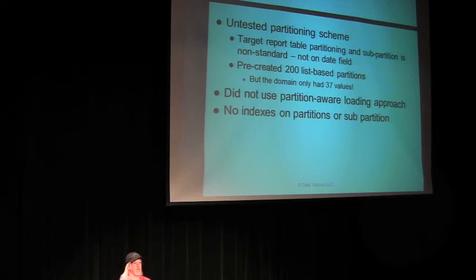And this is what the DBA said. This is why we ran out of temp space, because we were trying to load in parallel 200 partitions, except that there's only 37 values that are actually valid in the list partition. And again, this is a healthcare database. It is metrics mandated by the US government. Those metrics are pretty much cast in stone. There's 37 of them. There's not 200.